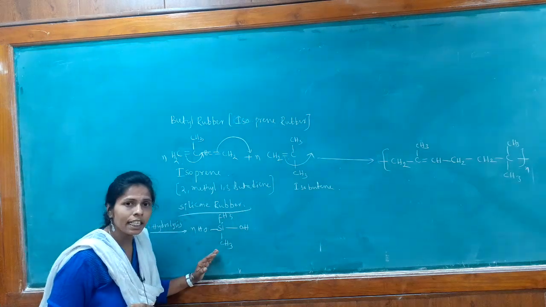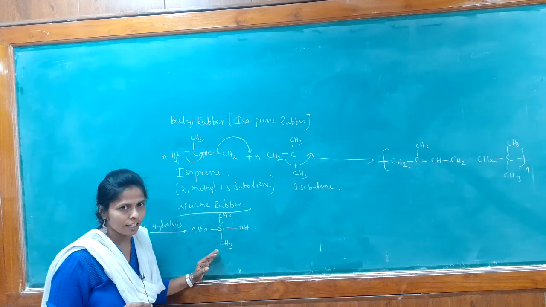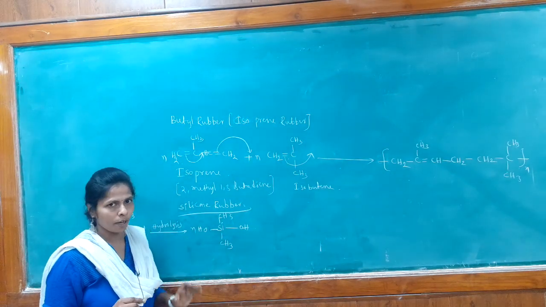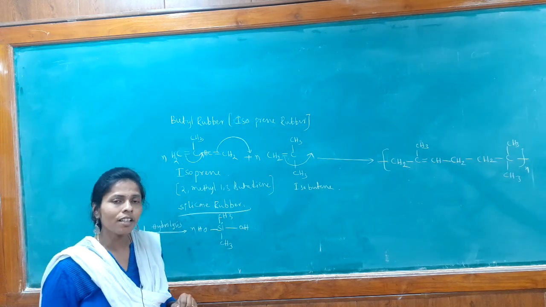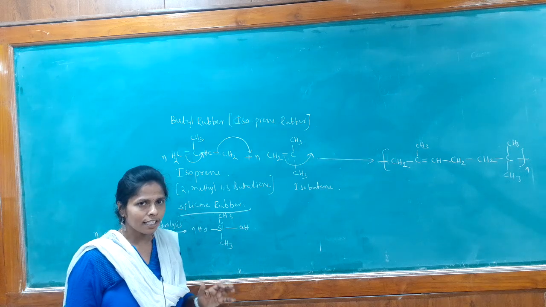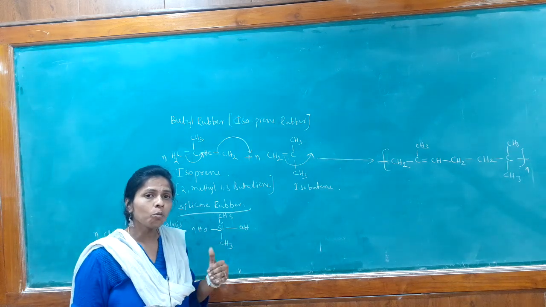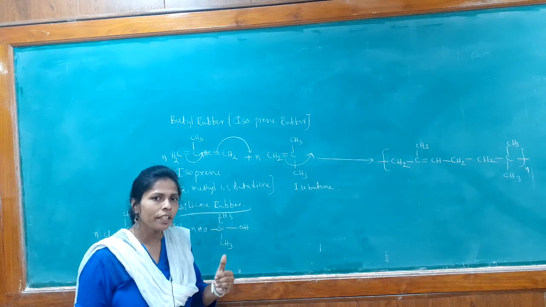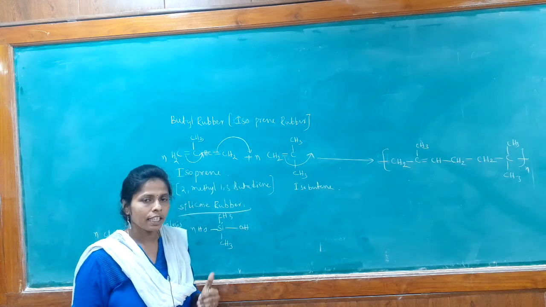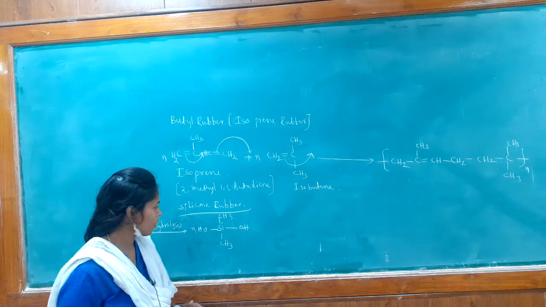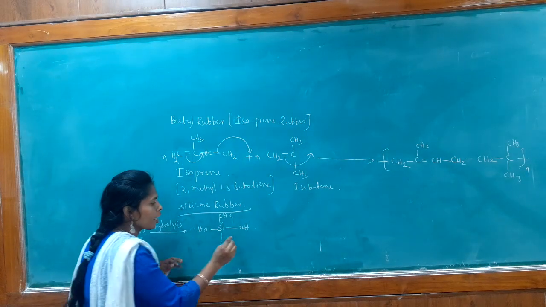Now, this undergoes condensation polymerization to produce the silicone rubber. But you know what is meant by condensation polymerization? Condensation polymerization is nothing but when the monomer units are adding to each other, there is a removal of a water molecule. That is condensation polymerization. So, now this is repeating for n number of times.